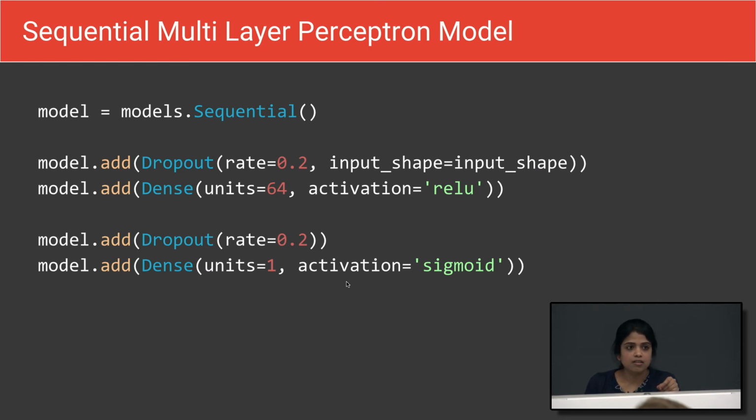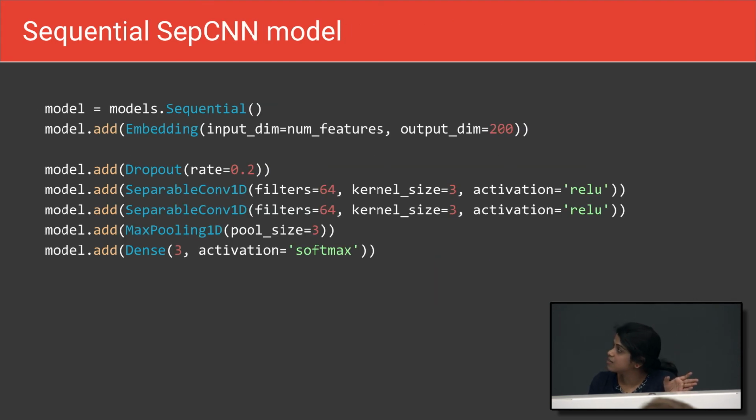Writing a separable CNN model is just as simple. It's probably one additional line of code in order to add the embedding layer in the beginning. Instead of the dense layers that you saw, we have a separable Conv1D layer and pooling layers. For most of your use cases, using a simple sequential model will be sufficient, and it is just as easy to write a functional model as well.